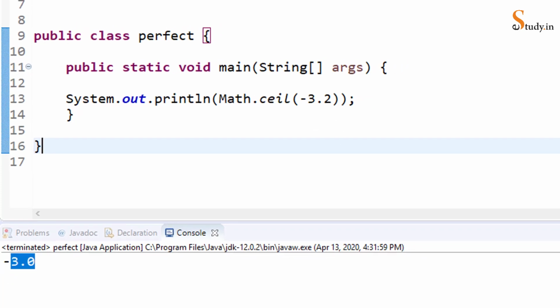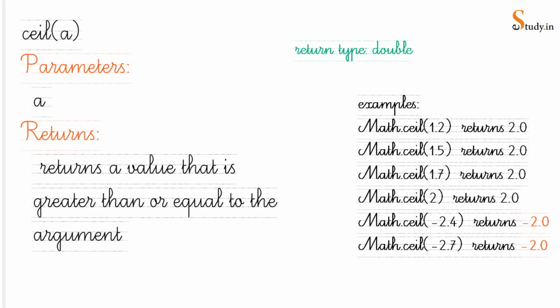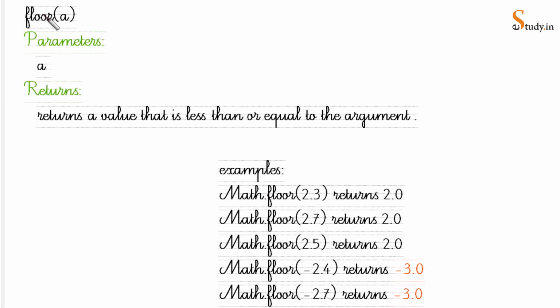Now the next function which we will discuss is similar to Ceil. It's the opposite of Ceil, and it is called floor. Ceiling is basically taking up the value. Floor is to bring down the value to the closest integer. So again, the same thing, just like Ceil. We have 2.3, so it will bring down the value to the nearest integer, that is 2.0. 2.7 again, 2.0. 2.5, 2.0.